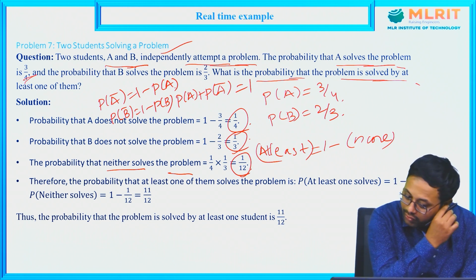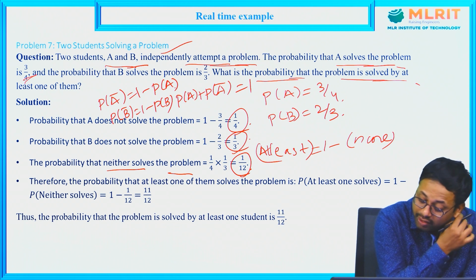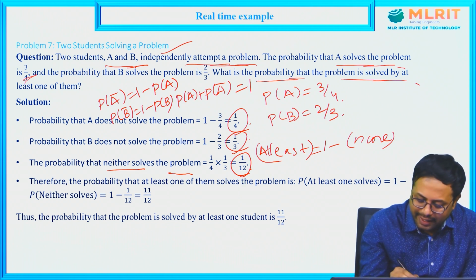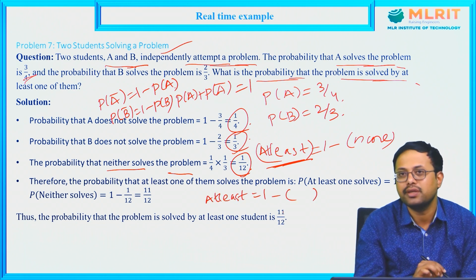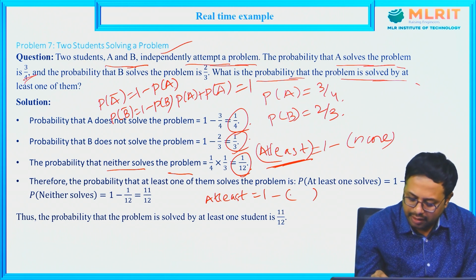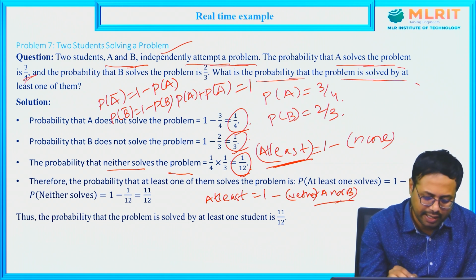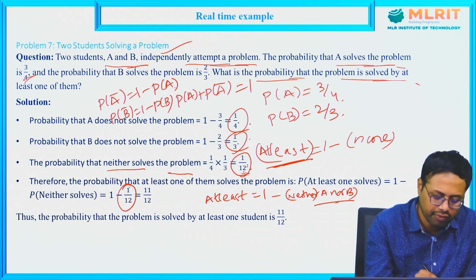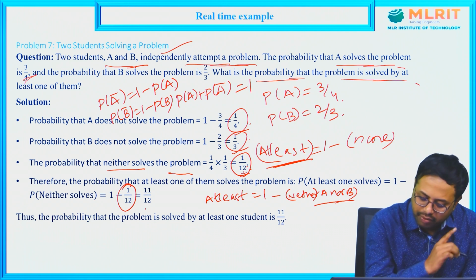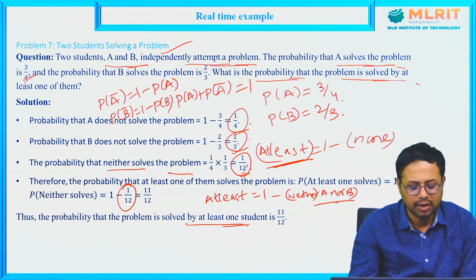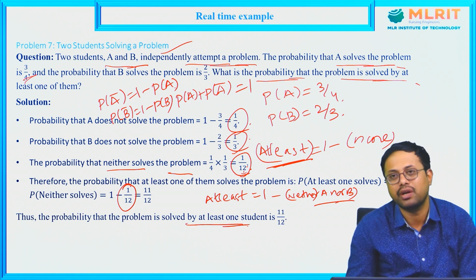Now what we required is at least one of them. Whenever the keyword at least is given, the easy way is 1 minus the probability that neither A nor B solves the problem. We just calculated that as 1 by 12. You substitute 1 by 12 and you get 11 by 12. So therefore this is the result: the probability that the problem is solved by at least one of the students.